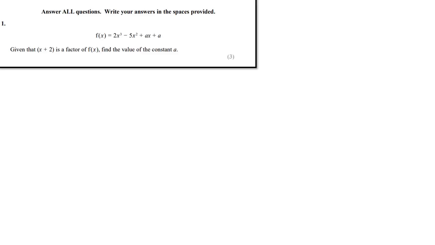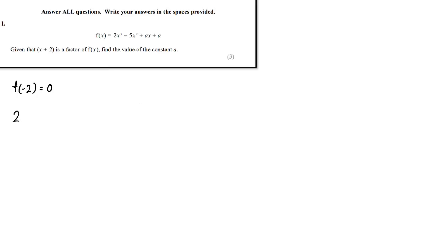All we need to know is that if x plus 2 is a factor of f of x, then what that means is f of minus 2 is equal to 0. So in that case, if we substitute minus 2 into f of x, replacing x with minus 2, and we set that equal to 0, then we should be able to solve for a. And that would give us the value of the constant a. So let's do that then.